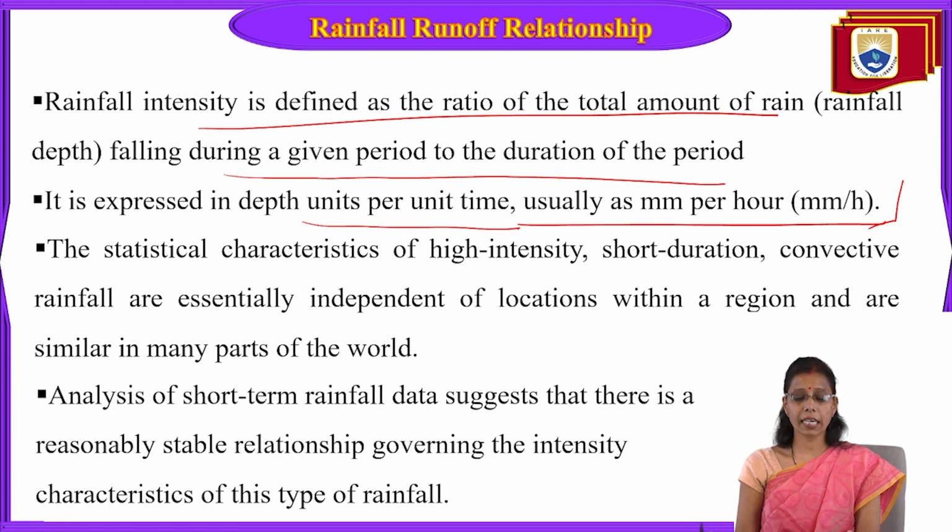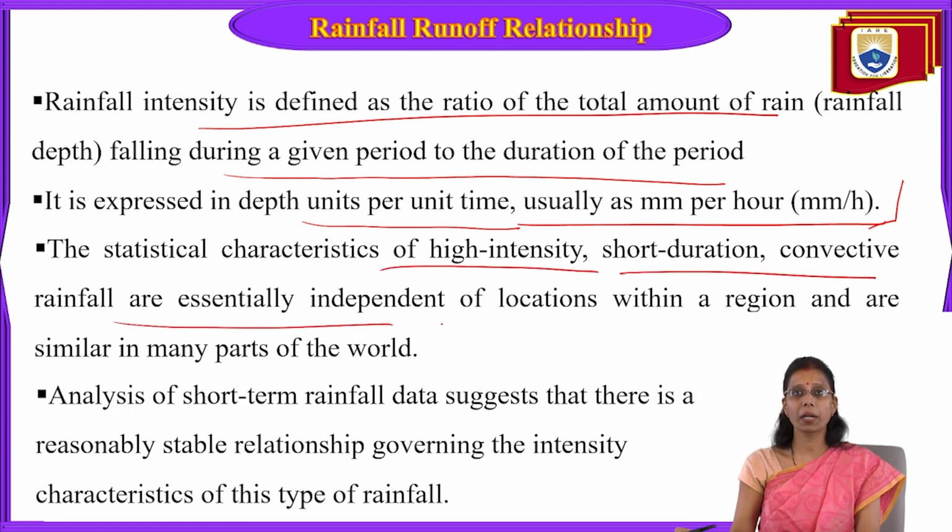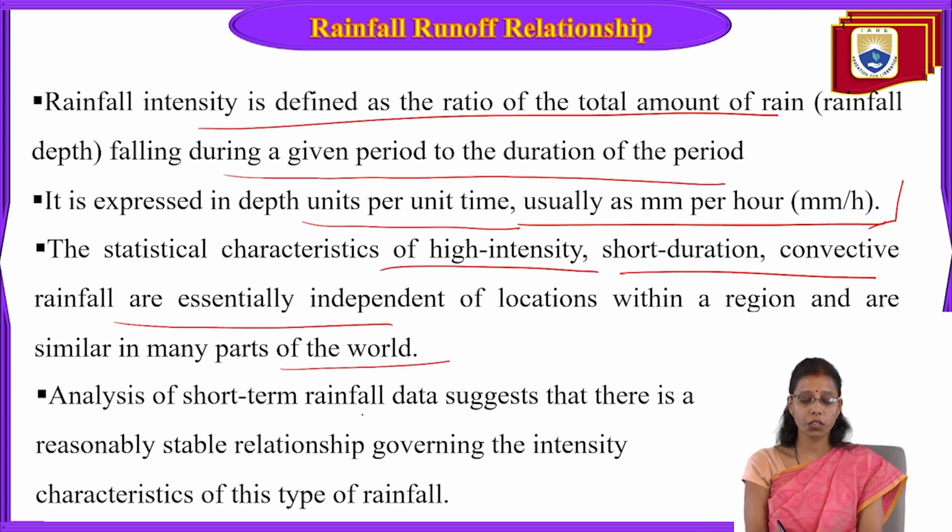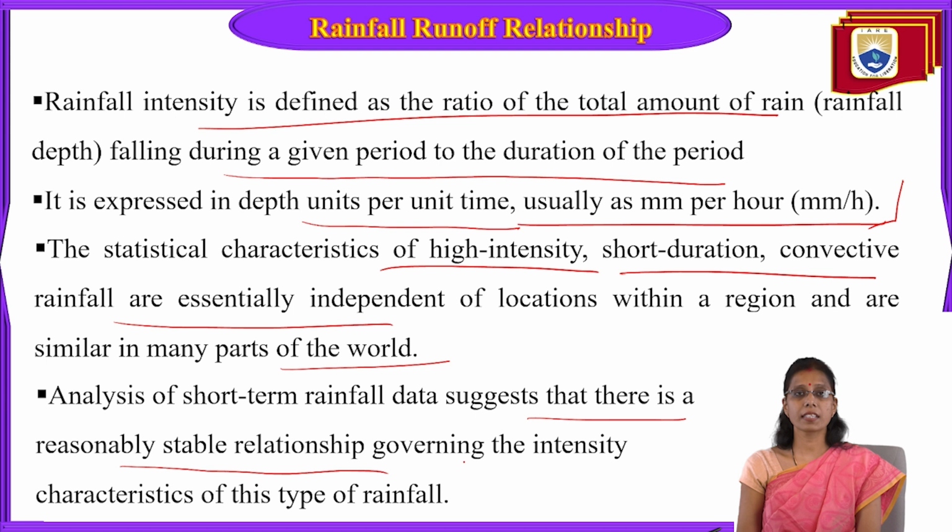The statistical characteristics of high intensity, short duration, convective rainfall are essentially independent of locations within a region and are similar in many parts of the world. Analysis of short-term rainfall data suggests that there is a reasonably stable relationship governing the intensity characteristics of this type of rainfall.